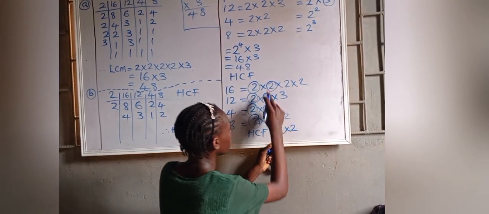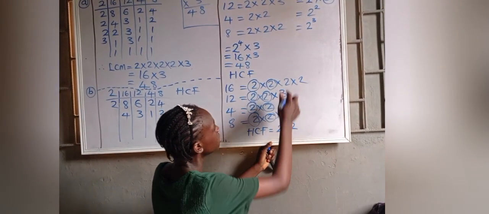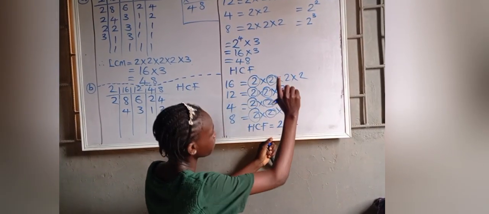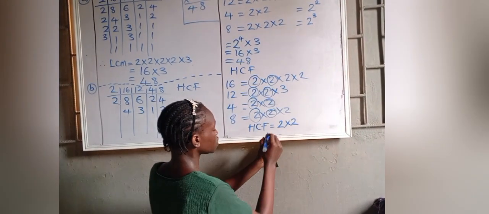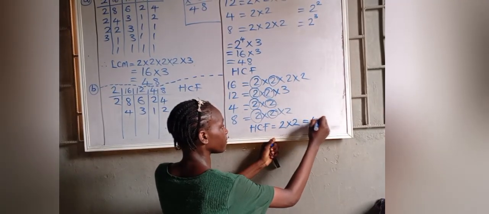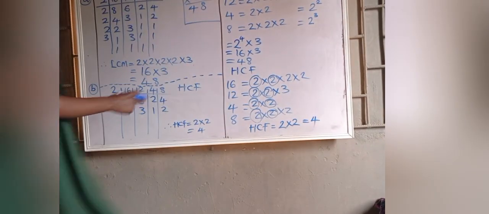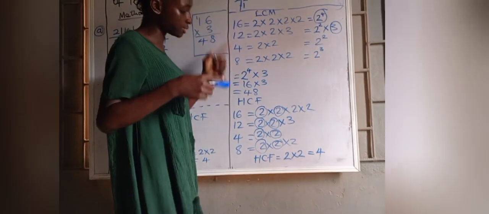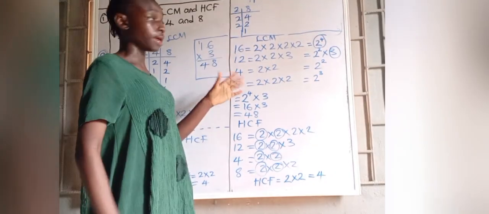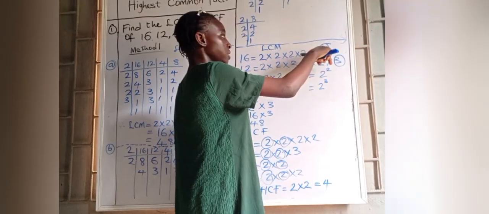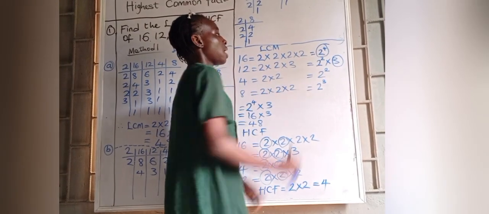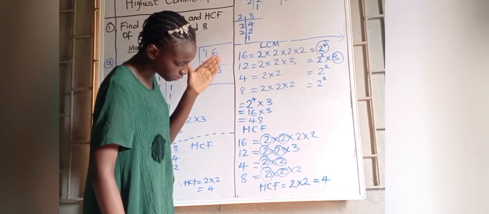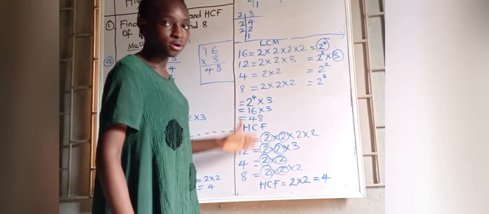Times 2. We just pick one of the 2. Just write it here. Is there any number common? Is 3 common? Any other 2 common? No. All these ones are just extras. So our HCF is equal to 4. So now in this method, the difference between the LCM and the HCF is that in the LCM, we pick the one with the highest index. And for the HCF, we pick the one that is common among the prime factors of the 4 numbers.